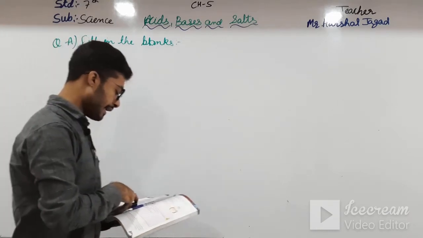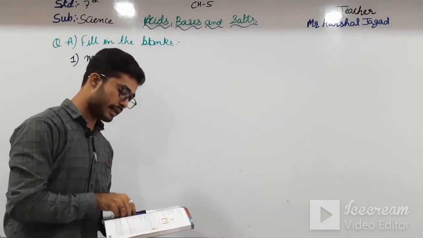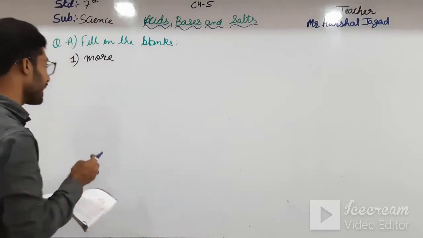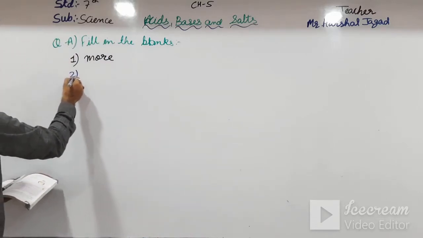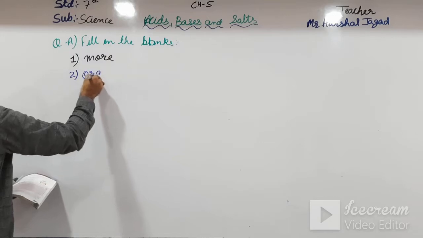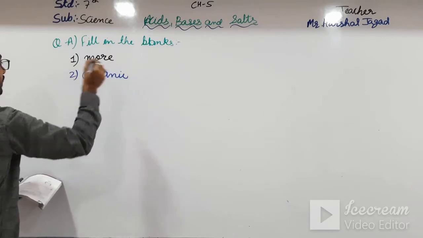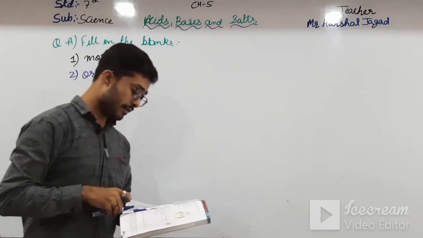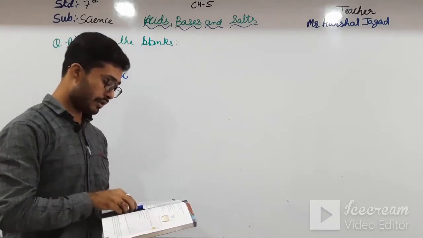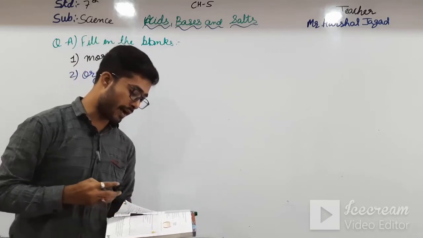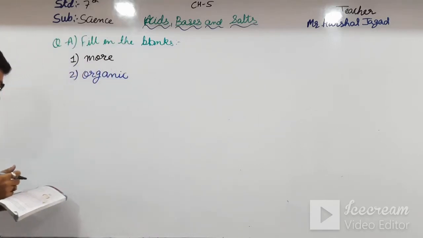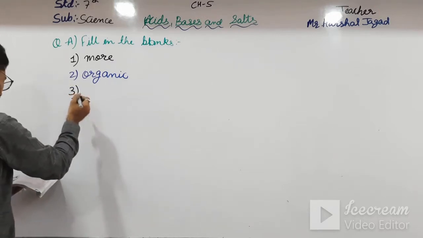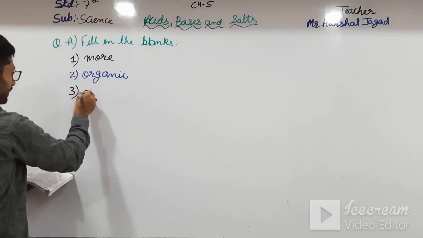Okay. Second one: dash acids are present in plant materials. Organic acids, that is in the second, organic. And third one: vinegar is a 3 to 5% solution of dash acid, acetic acid or oxalic acid. Now we have seen that it is a solution of acetic acid.